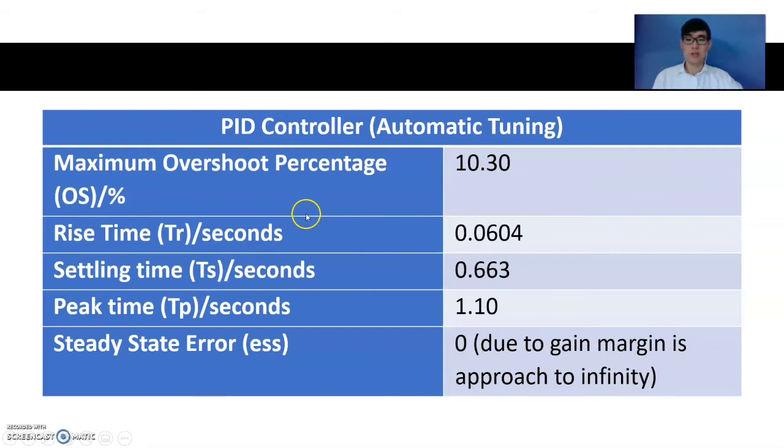So the maximum overshoot percentage is 10.3%, while the rise time is 0.0604 seconds. The settling time is 0.663 seconds. The peak time is 1.10 seconds. The steady state error is 0 due to the gain margin approaching infinity.